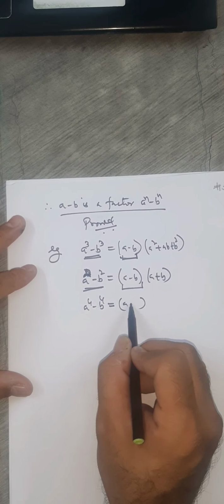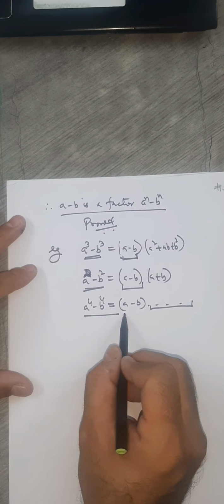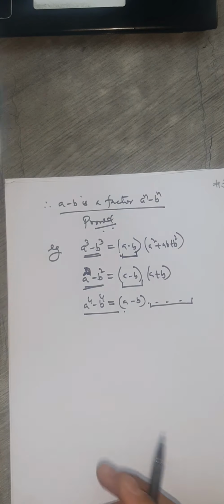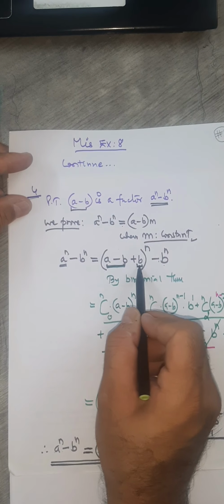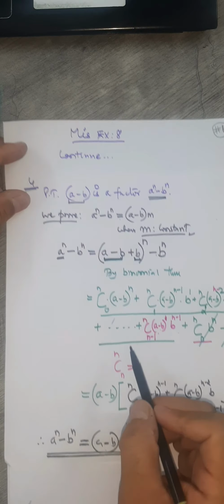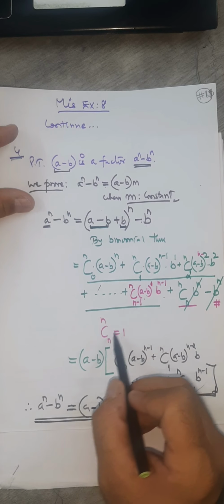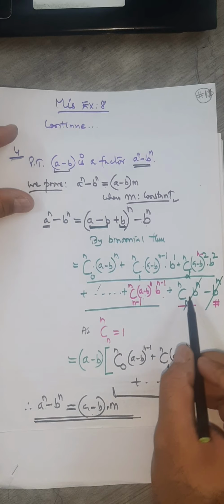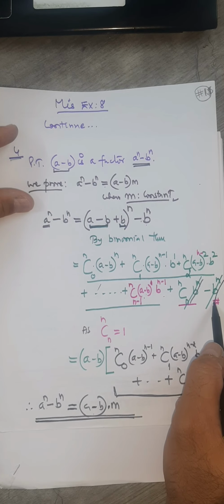Again you will get here a minus b into some expression, right? So this is always true. I repeat what I did here. Just instead of a, I wrote minus b plus b and then just expanded. In the last term here, nCn is 1, you know this. So this is b raised to n, that will get cancelled with this.